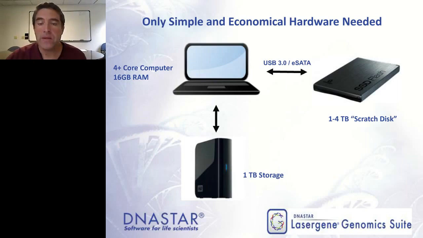This could be on a network drive, or it could be a local drive on your computer. And when we're doing alignments to human genomes, what's key is having enough scratch disk space. This varies. It can be as little as 1 terabyte, as much as 4 terabytes of space. The algorithm utilizes this scratch disk space to process the temporary files that are generated during the assembly. So it's really key to have a drive dedicated to handling those temporary files.